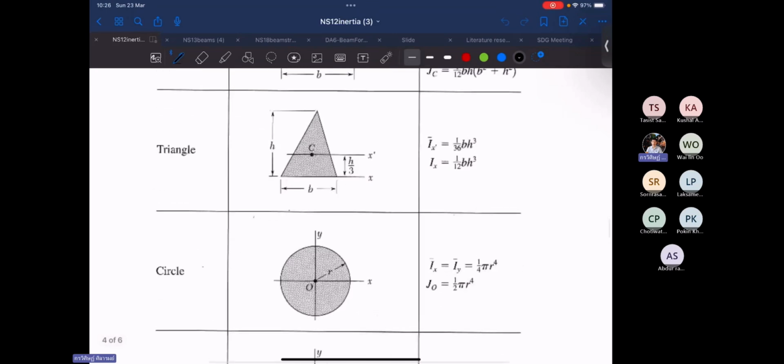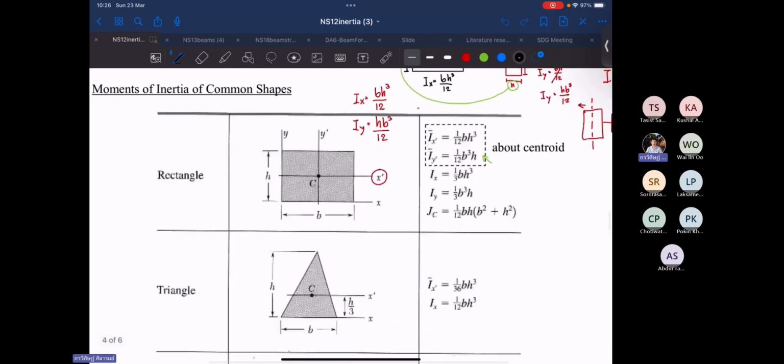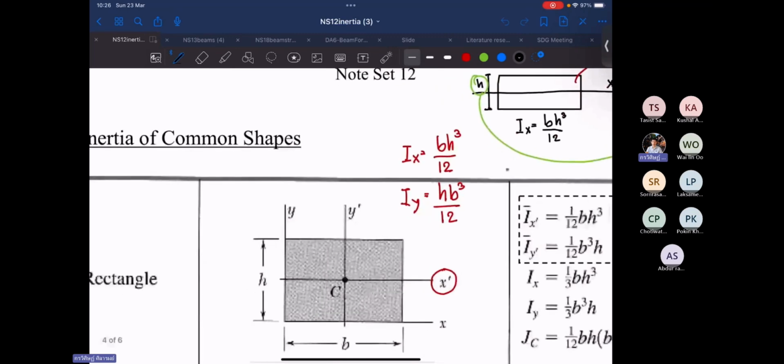But this one I have not memorized either. I just open a textbook in order to check the formula. But for this one, I think it's better for you to memorize. It will help you to imagine the capacity of the beam a lot. The moment of inertia equals b h cubed divided by 12, where b is the base and h is the height. It depends on the axis that you are looking at.